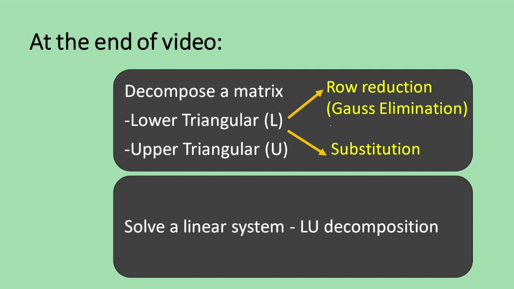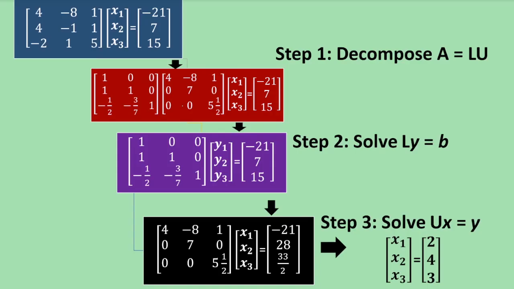We will be decomposing the matrix using two methods. The first method uses the row reduction from the Gauss elimination method that we've learned in the previous video. And the second method is called the substitution method. The LU decomposition method has three major steps. In the first step, we decompose the matrix A into the lower and upper triangular matrices.